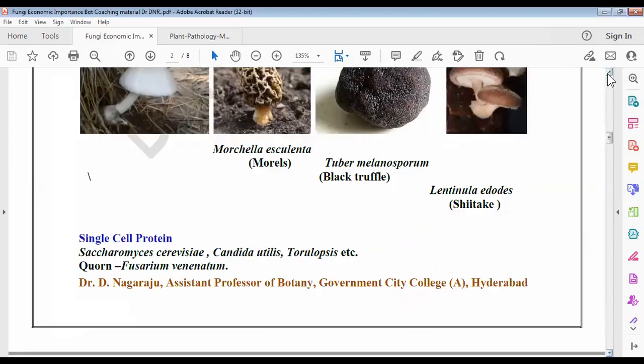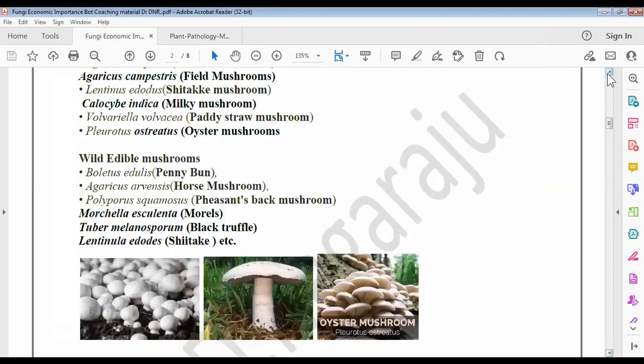There is a question: which among these is a wild edible mushroom? Don't forget, if Agaricus bisporus is among the options, we easily pick it, but that is not a wild edible mushroom. The wild edible mushroom is Agaricus arvensis, not Agaricus bisporus. Agaricus bisporus is a cultivated mushroom. Agaricus campestris and Agaricus bisporus are button mushrooms. Don't forget.